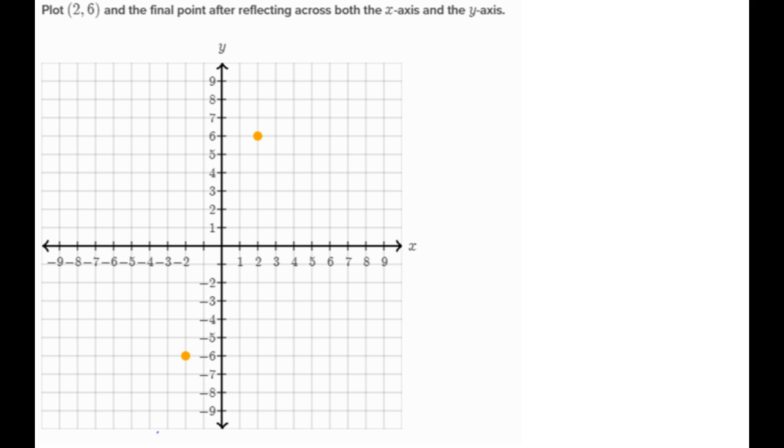Plot the point 2, 6. Well, 2, 6. All right, it's plotted. And plot 2, 6, and the final point after reflecting across both the x-axis and the y-axis. Okay, to reflect over the x-axis means I am going to fold it over the x-axis to here. So I want to try to connect that. Not too bad. All right, like those sound effects. I am folding it over the x-axis.